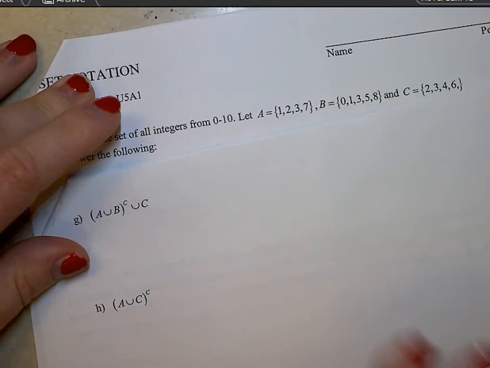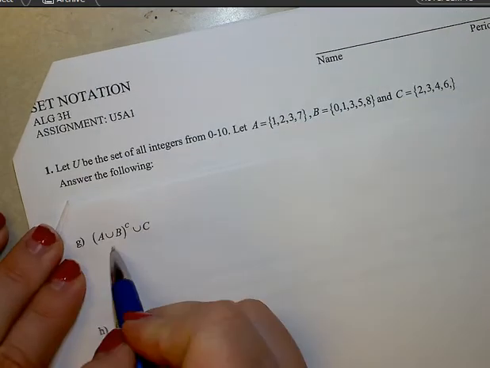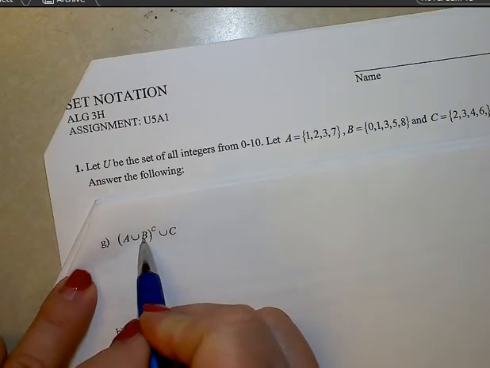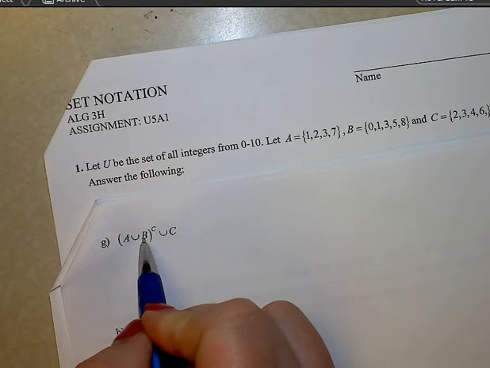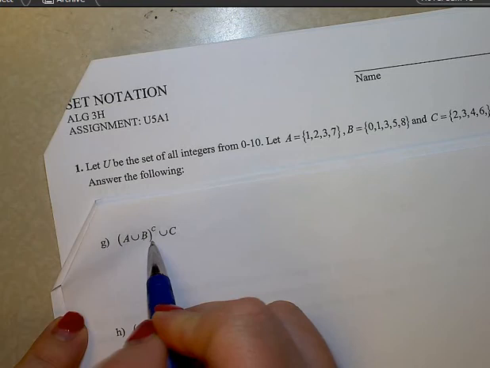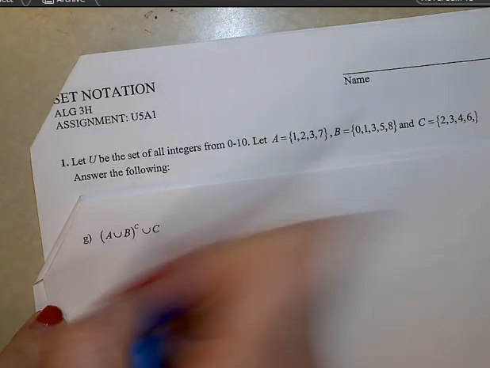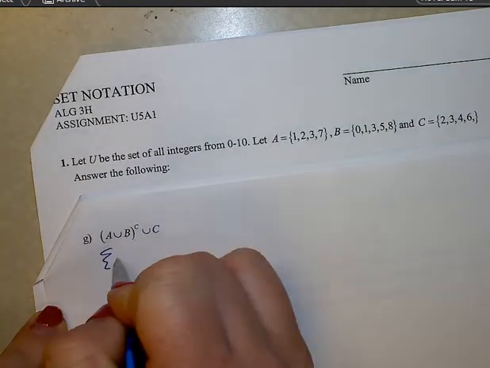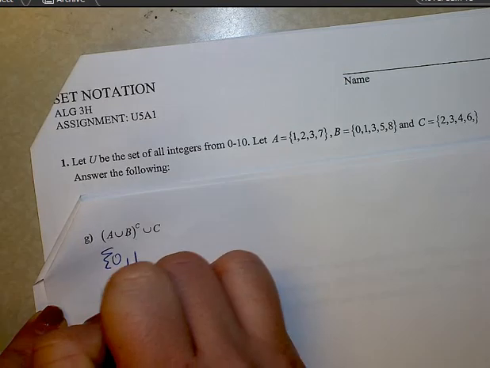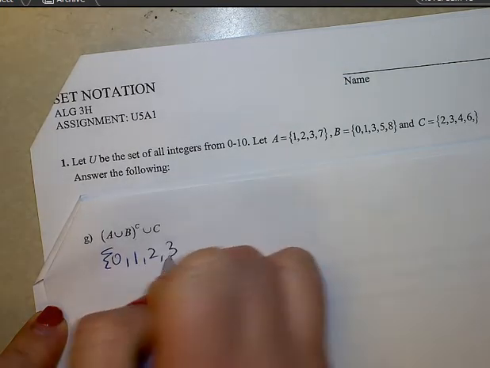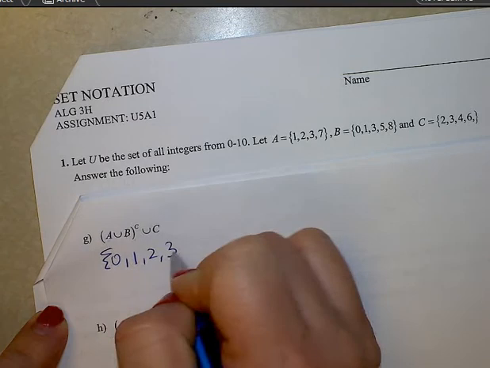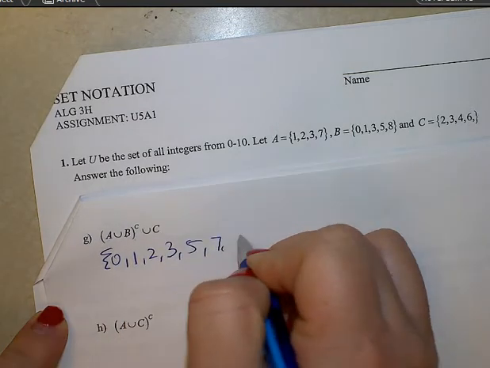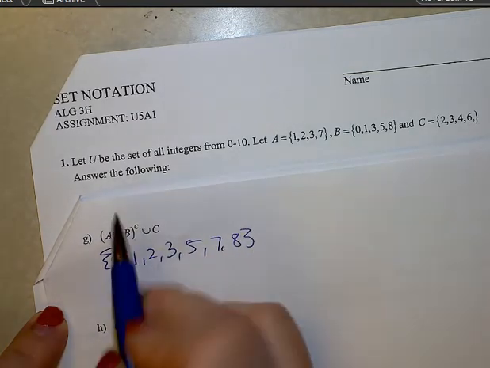All right, so I'm going to start by finding out what is A union B. So that means, can you guys be a little bit quieter, please? Thank you. Everything in A and also in B. So I'm looking at A and B, everything in A and in B. So there is a 0, a 1, we don't repeat, a 2, a 3, we don't repeat, a 5, a 7, and an 8. Now we're going to take the complement of that.